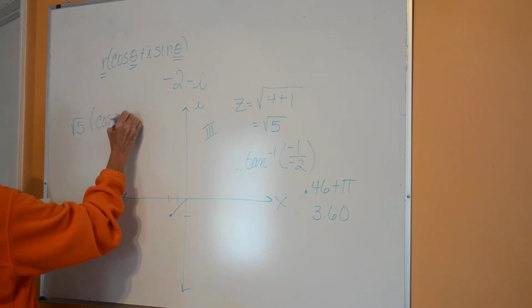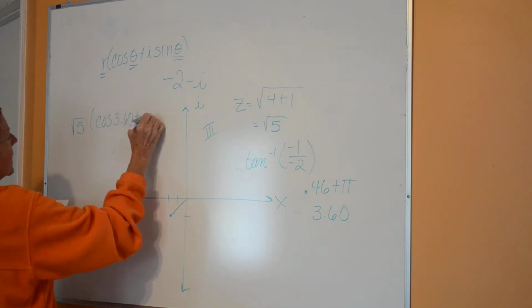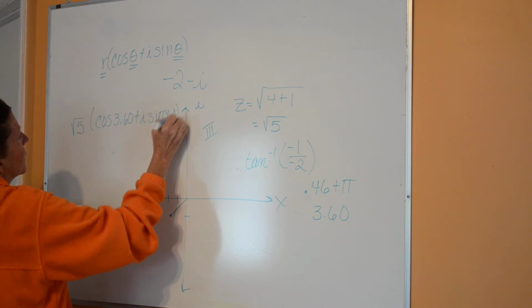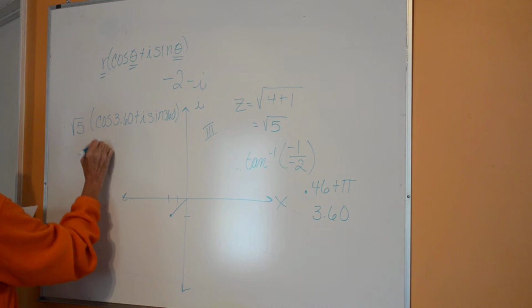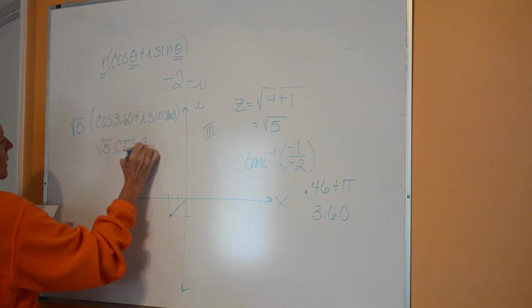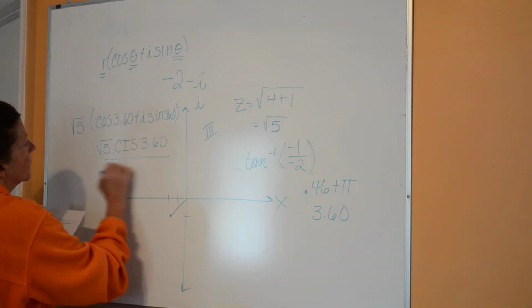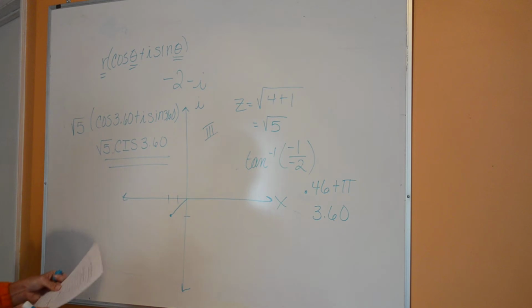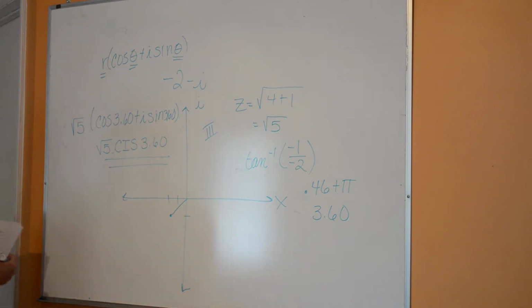So that is what's going to go over here. I have the square root of 5 times the cosine of 3.60 plus i times the sine of 3.60. Now we did notice that there's a shortcut on writing that. If you want to write it like that, that's acceptable. Understand that that and that are the same thing.